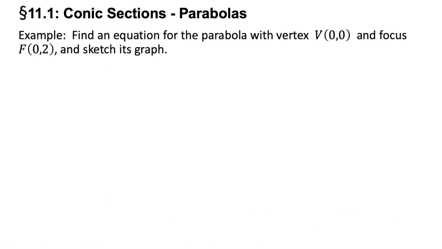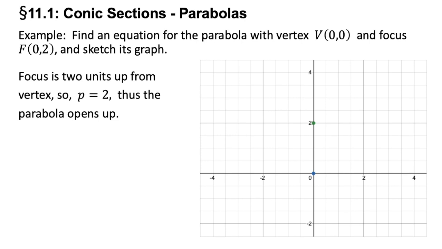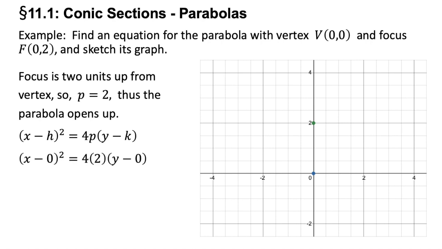In this example, we're asked to find the equation of the parabola given its vertex and focus, and then graph it. Focus is 2 units up from the vertex, so p equals 2 and the parabola opens up. By using the formula (x minus h) squared equals 4p(y minus k), we get (x minus 0) squared equals 4 times 2 times (y minus 0), which simplifies to x squared equals 8y. Line of directrix is y equals negative 2, vertex is at (0, 0), and focus is at (0, 2). So the parabola opens up as seen in the graph.